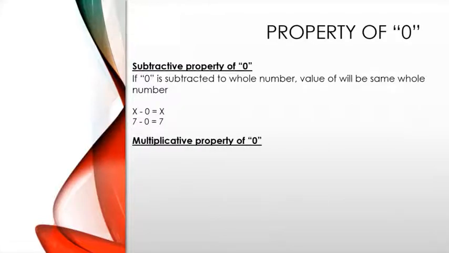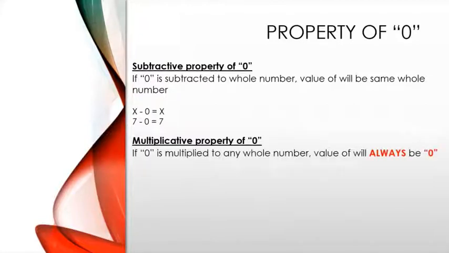Multiplicative property of 0. If 0 is multiplied to any whole number, the value will become 0. So for example, x into 0 is equal to 0, and 0 into x is also equal to 0. So if we replace x by 7, we get 7 into 0, which is equal to 0, and 0 into 7, which is also equal to 0.